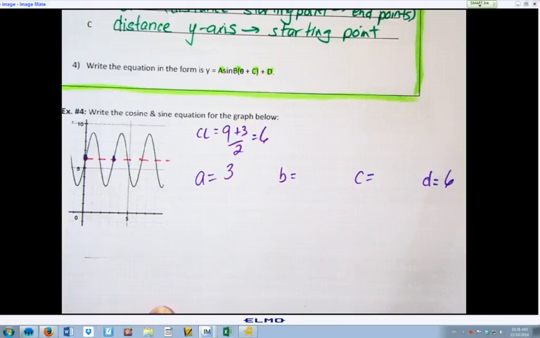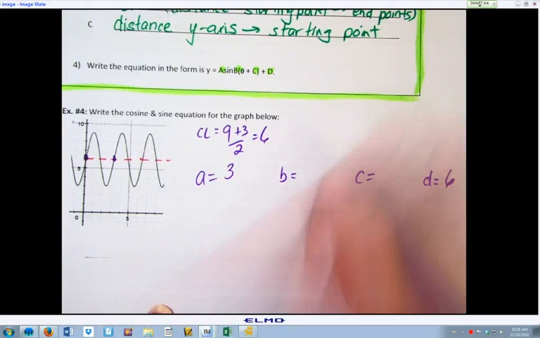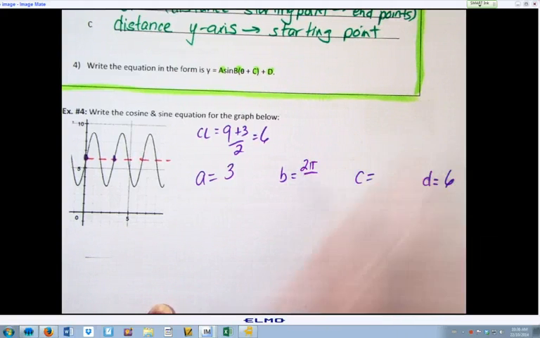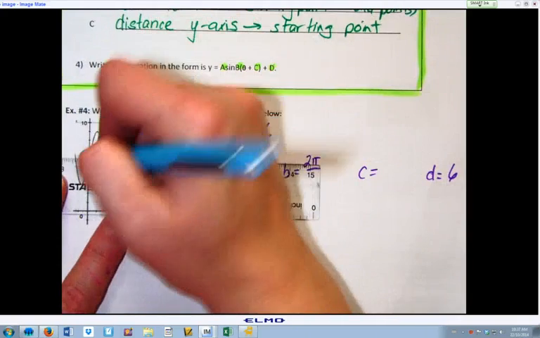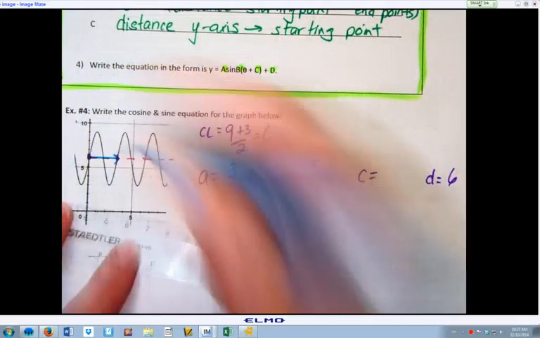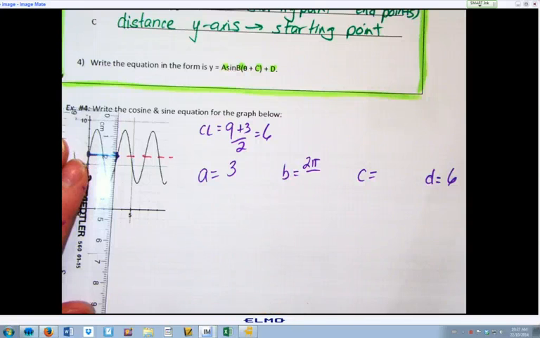Now we go to B, and we know it's not quite B, but it's 2 pi divided by something. 2 pi divided by what? How do we find the period on our graph? Starting point to end point. So the distance horizontally from where we started to where we ended. 3.